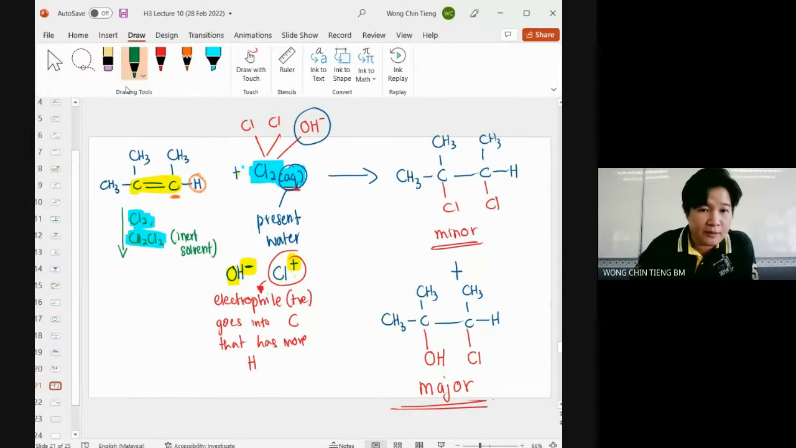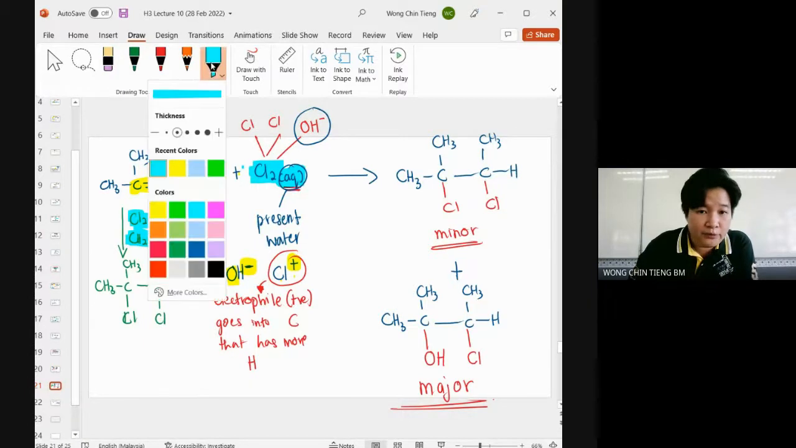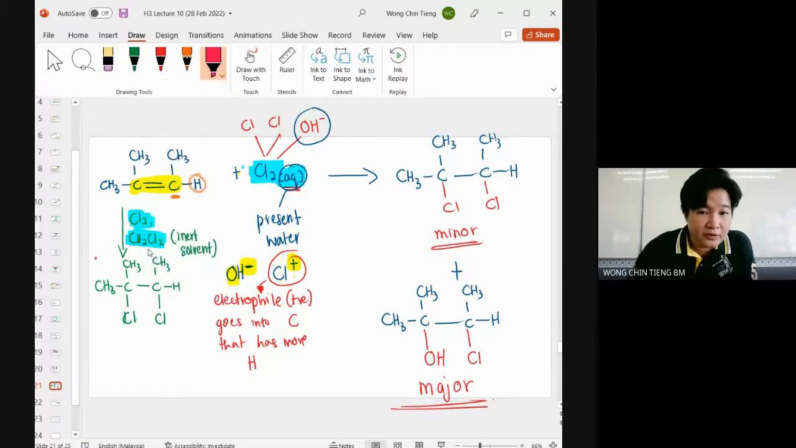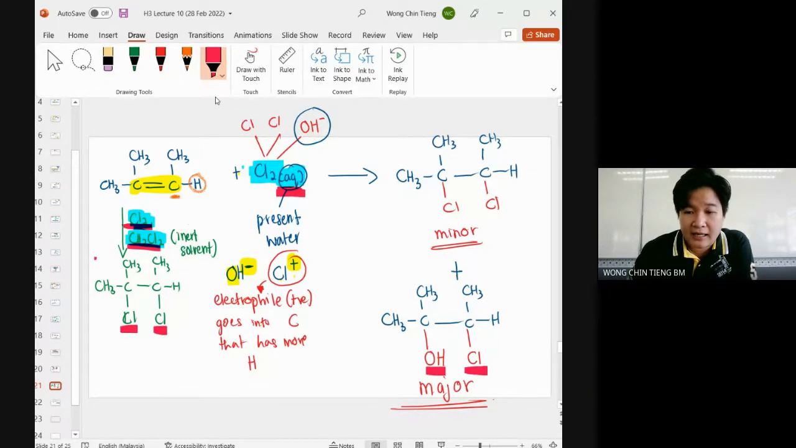So produk kamu akan jadi CH3, C, CH3 kekal, CH3 kekal, H kekal. Yang ditambah masuk adalah Cl, Cl. I hope you can see the difference. Can you? Yang ditambah masuk adalah Cl, Cl. Bila dia adalah aqueous, yang ditambah masuk adalah major Cl, OH. Can you see the difference?